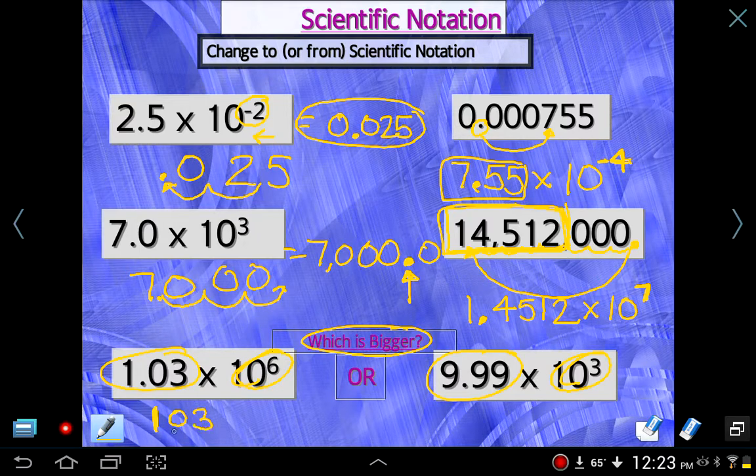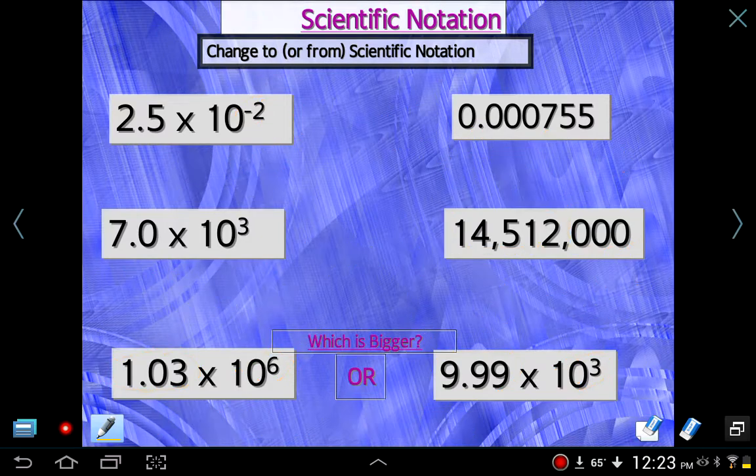So 1.03 is going to look like this. 1, 2, 3, 4, 5, 6. So that's a big number. That is actually 1,030,000. Huge number. Okay, 9.99. I'm going to clear this slide. 9.99, we're going to move over the decimal 3 places. 1, 2, 3 is only going to be 9,990.0. So it's obvious which one's bigger.